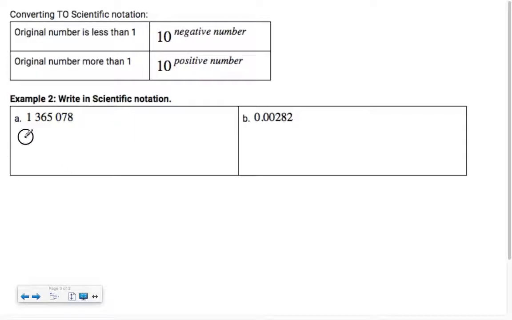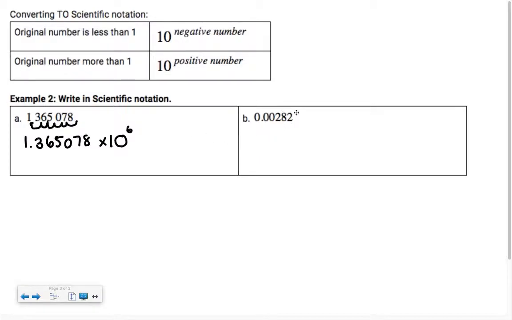So the first thing we want to do is rewrite this as a number between 1 and 10. So 1.365078 times 10 to the power of, and in order to find out what our exponent is going to be there, we need to count our decimal place to find out how far we moved it. So we moved it from here over here. 1, 2, 3, 4, 5, 6. So 1,365,078 is the same thing as 1.365078 times 10 to the power of 6.